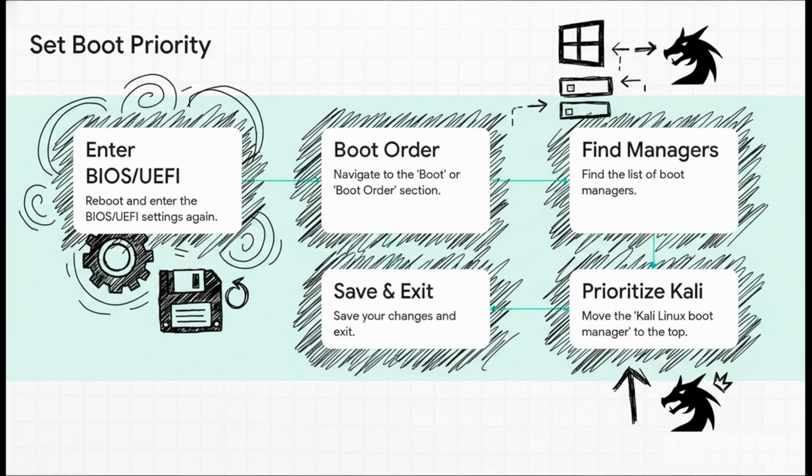This solution takes us right back to the BIOS. You just have to go back in, find the section for boot order, and you'll see a list. All you do is move the Kali Linux boot manager to the very top, making it priority number 1. And here's the really cool part. This isn't a one-way street. If you ever decide you want your computer to just boot straight into Windows again, you follow these exact same steps and just move the Windows boot manager back to the top.